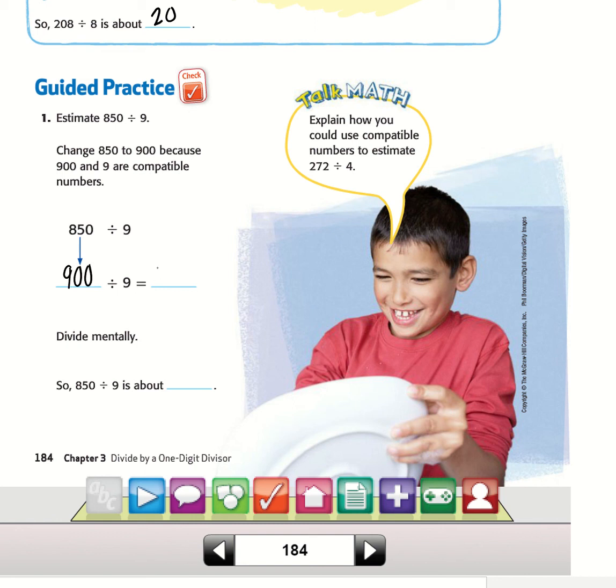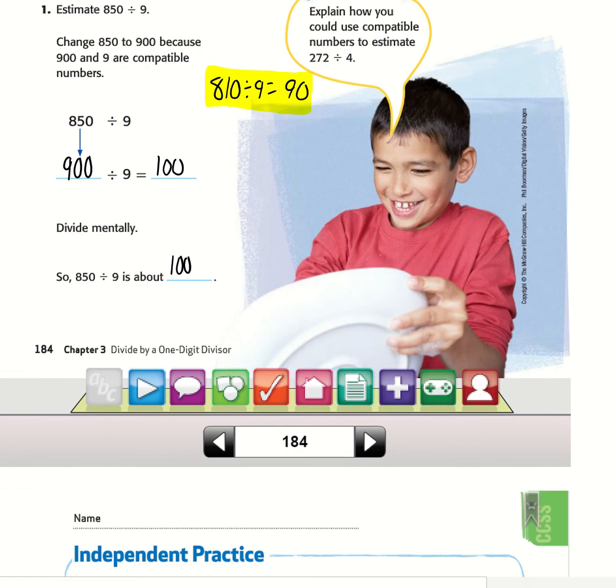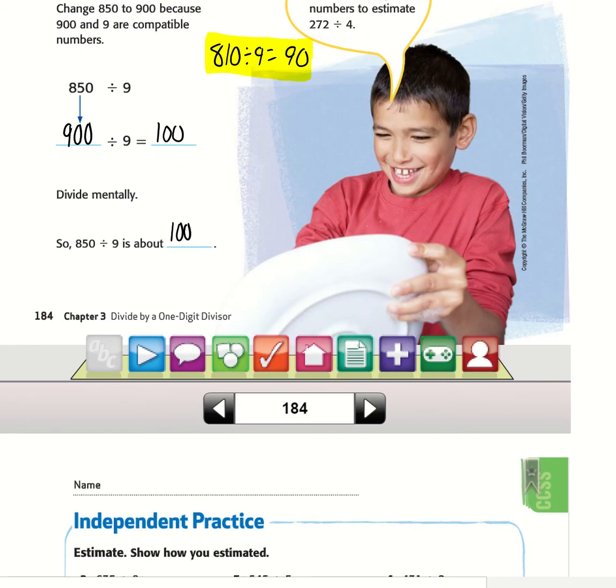So 900 divided by 9 is 100. So 850 divided by 9 is about 100. And by the way, if you did think about changing 850 to 810, divided by 9 equals 90, this is still a close estimate. So some of us may think differently. So I personally would accept this answer, but just check with your teacher before you move on.